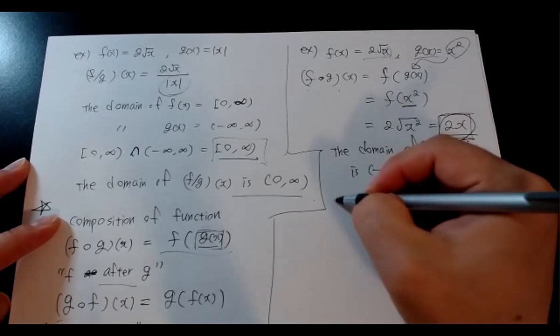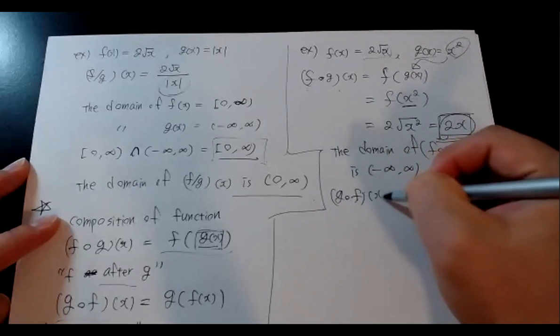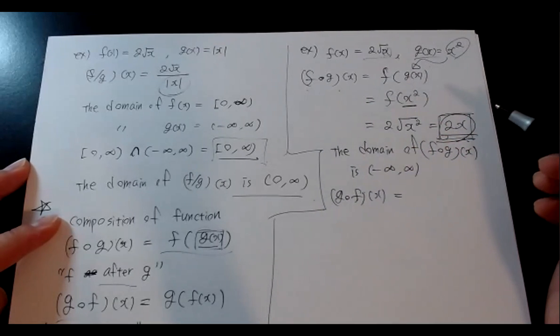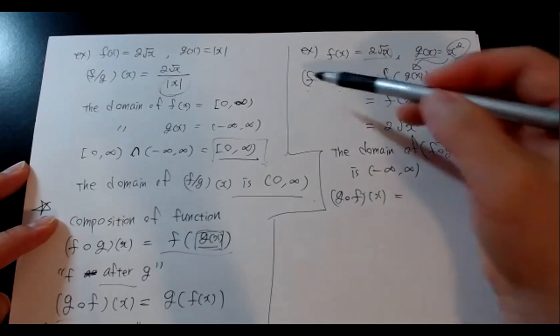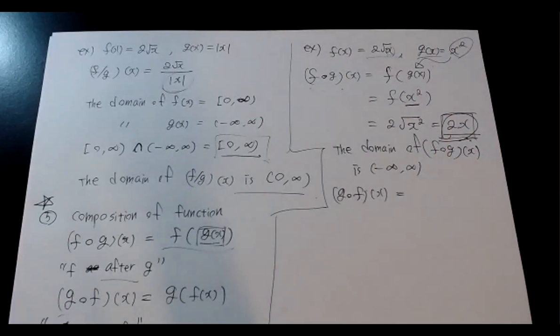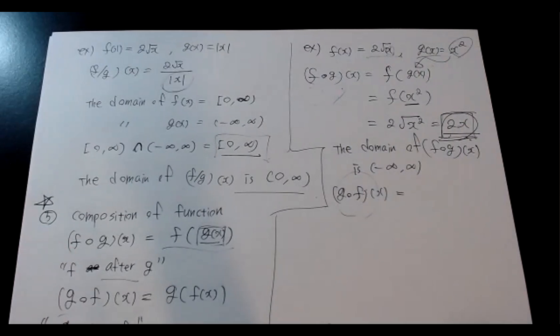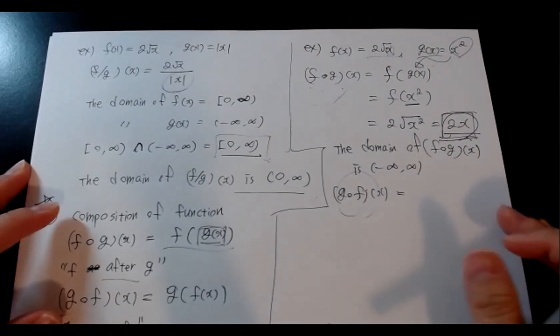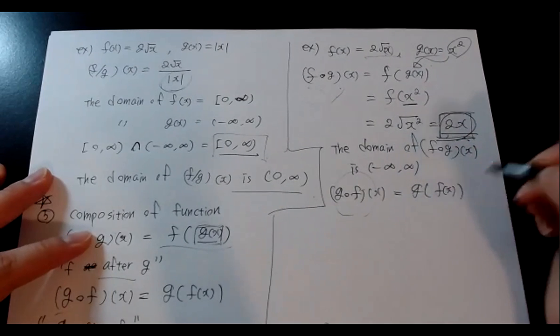But anyway, what about g after f? Don't assume that g after f is equal to f after g. Under certain conditions the two compositions will be identical, but in general, no. So this is g of f of x.